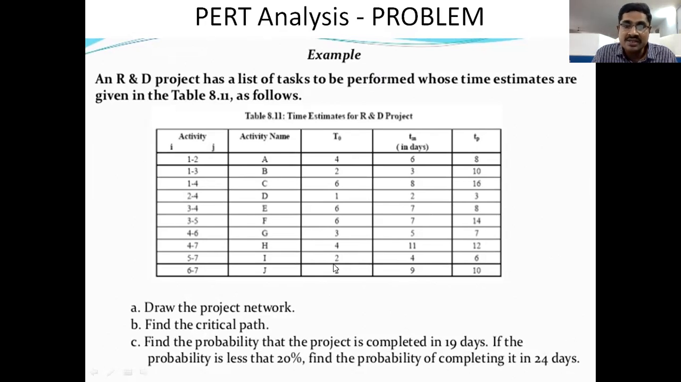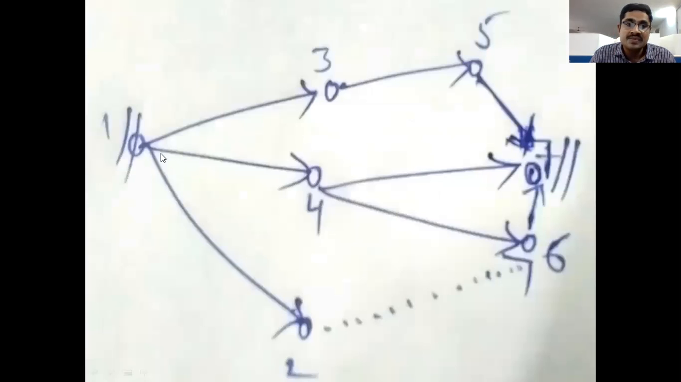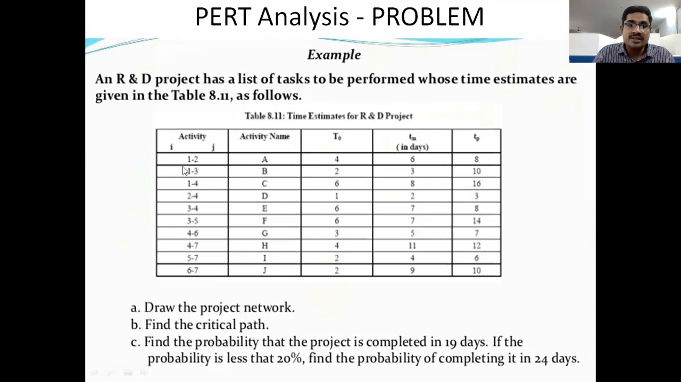So based upon this given data, draw the project network diagram and find the critical path, right? Based upon these activities, first of all, we need to draw the network diagram. So like this. 1 to 2. This is the 1 activity, this is the 2 activity. By connecting these two using an arrow. Right. Next, 1 to 3.